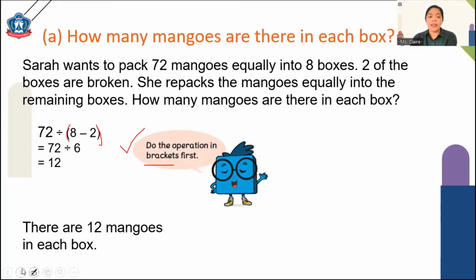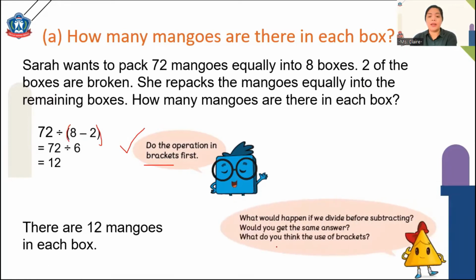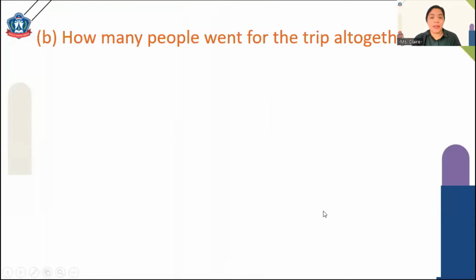Now, what would happen if we divide before subtracting? Would you get the same answer? So what do you think is the use of brackets? What if we divide 72 by 8, then subtract 2? Can we get 12? Does our answer make sense? Try to compute that: you start with division, then subtraction.